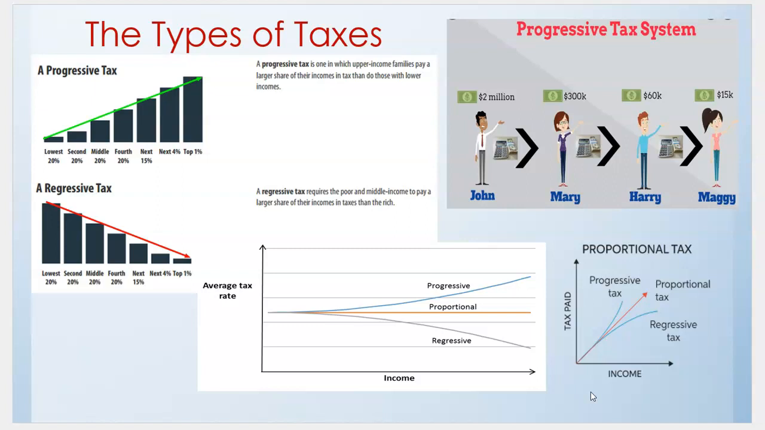Typically, the bulk of taxes are going to fall in the category of progressive or regressive. What are progressive taxes? Look at this one. The higher the income, and you can see lowest, second, middle, fourth, right? The higher the income, the higher the rate of taxation. A progressive tax is one in which upper income families pay a larger share of their incomes in taxes than do those with lower incomes. So what we're looking at here is simply the higher the income, the higher the percent in taxes that people are going to pay, not just in dollars.